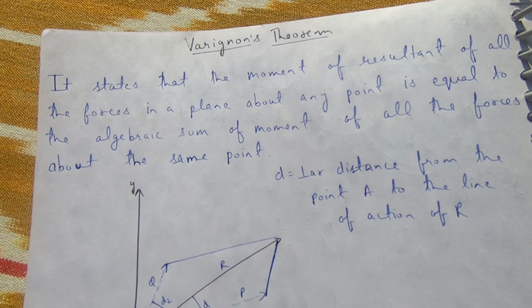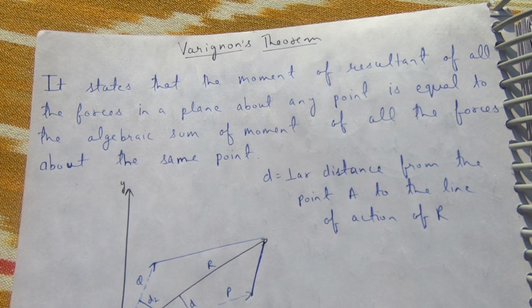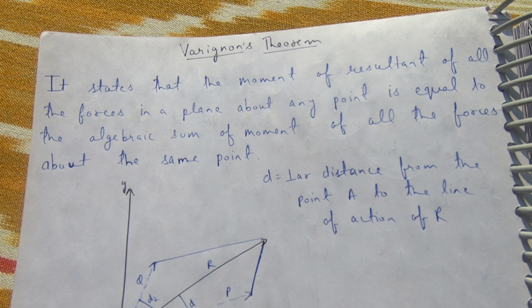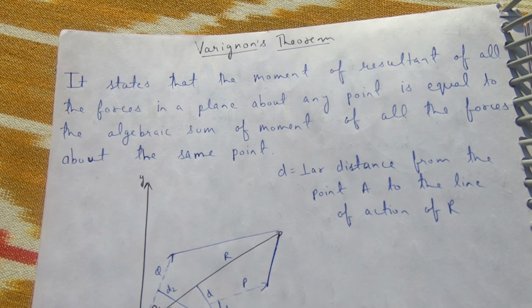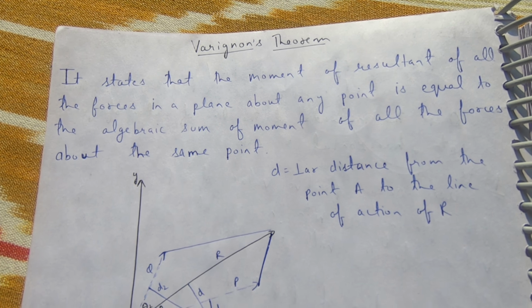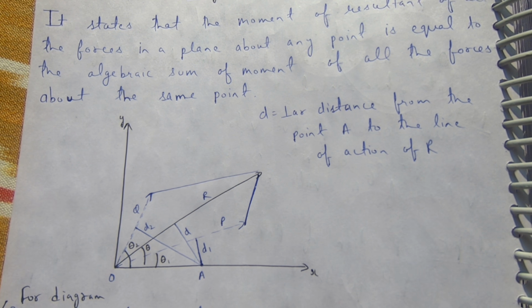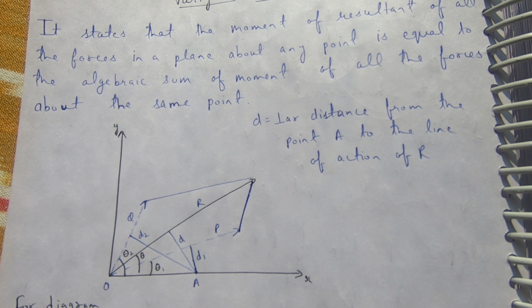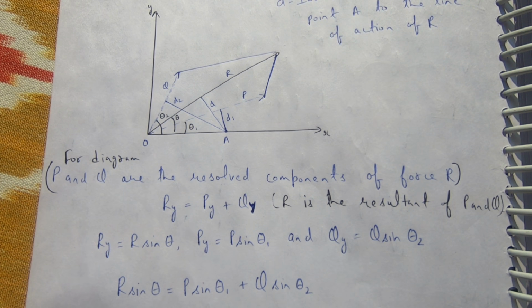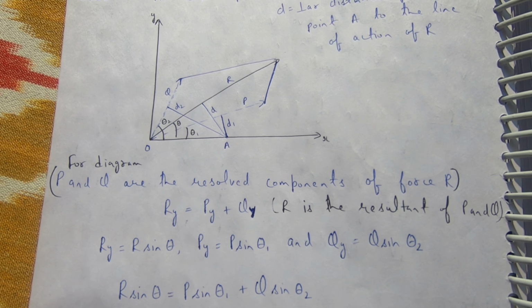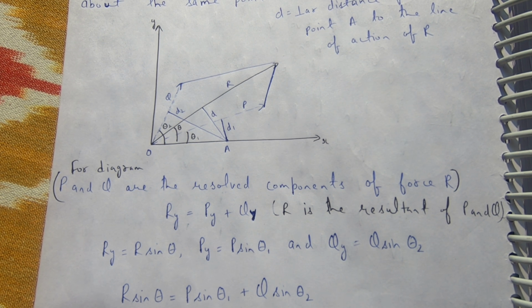Varignon's theorem. It states that the moment of the resultant of all the forces in a plane about any point is equal to the algebraic sum of moments of all the forces about the same point. In this diagram, D is equal to the perpendicular distance from the point A to the line of action of R. For the diagram, P and Q are the resolved components of force R.